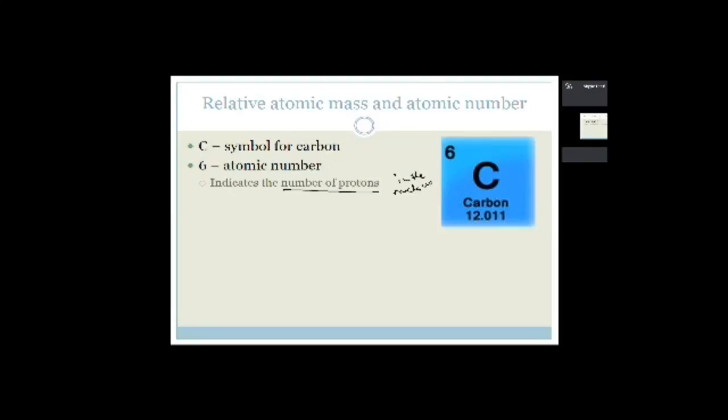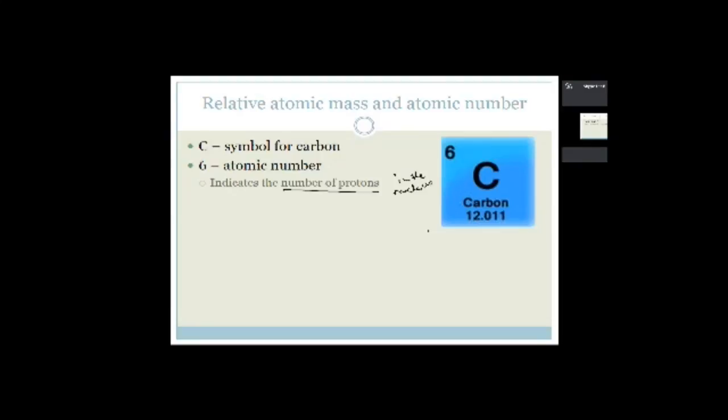An atom can have a different number of electrons and then become an ion. An ion, I-O-N, is an atom that has either lost or gained electrons. It can also lose or gain neutrons, and then it becomes an isotope. Atoms with different mass but the same number of protons are isotopes.